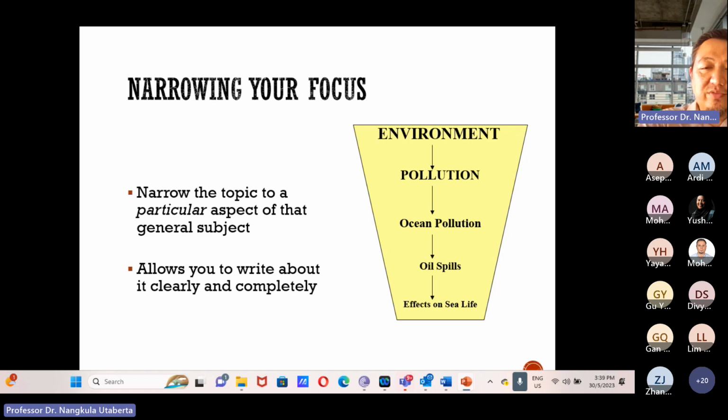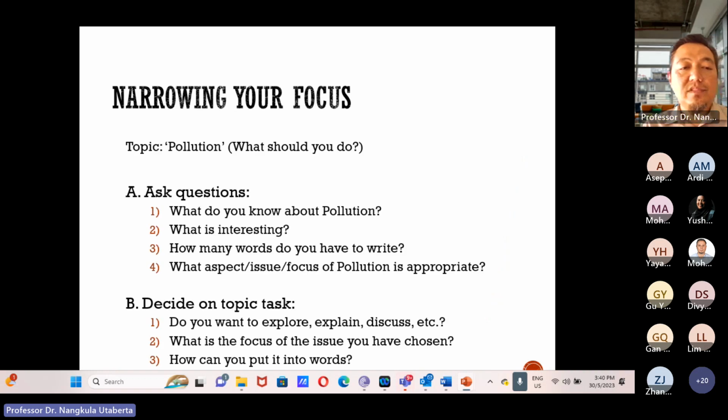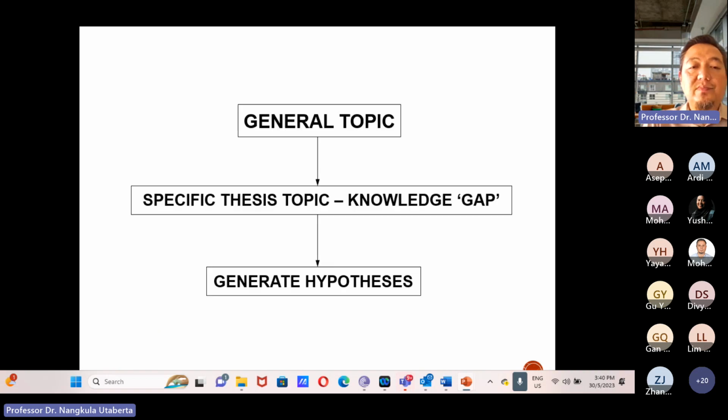So you need to have this diagram of how you are narrowing down your focus. Especially for a PhD, the topic should be very narrow and very specific. What should you do? Ask questions. What do you know about it? Decide on a topic. Ask, do you want to explore? I think this is a question that you have to develop when you are developing your interest in topics.